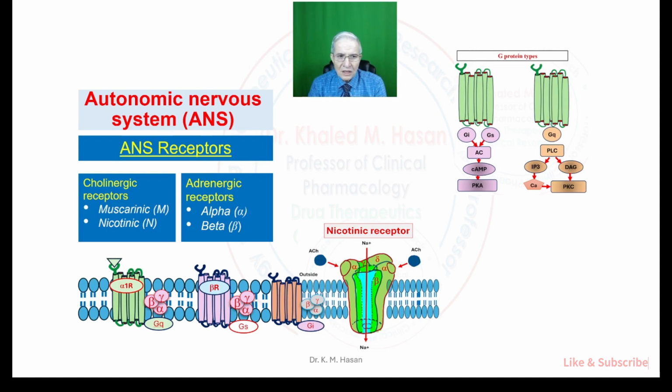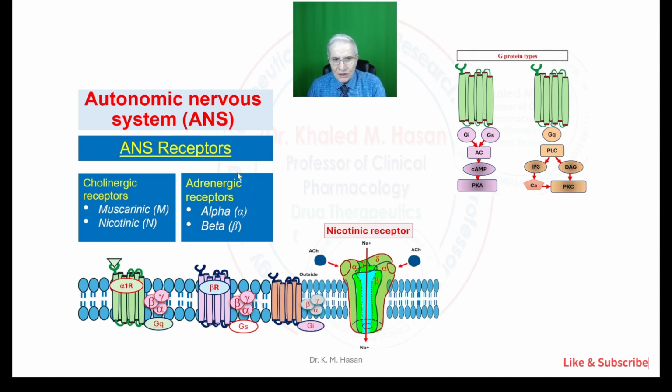So it's very important to review the pharmacodynamic lectures before we go in depth in this lecture. As you can see here, the autonomic nervous system affects receptors, and we have several types of receptor. We have the cholinergic receptor, with two main types: the muscarinic receptor, abbreviated M, and the nicotinic receptor, abbreviated N. So we have M for muscarinic and N for nicotinic.